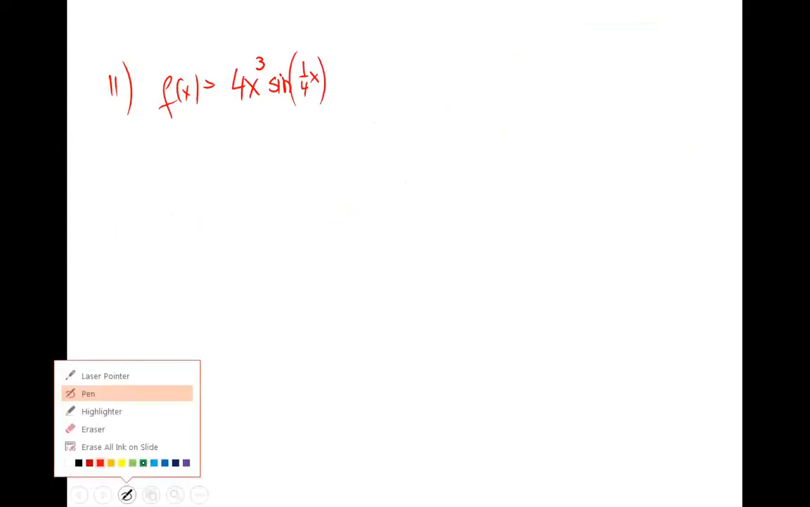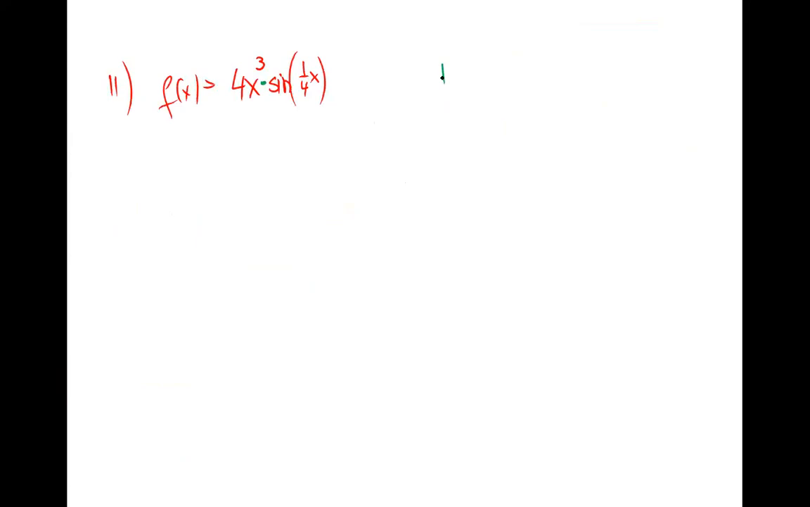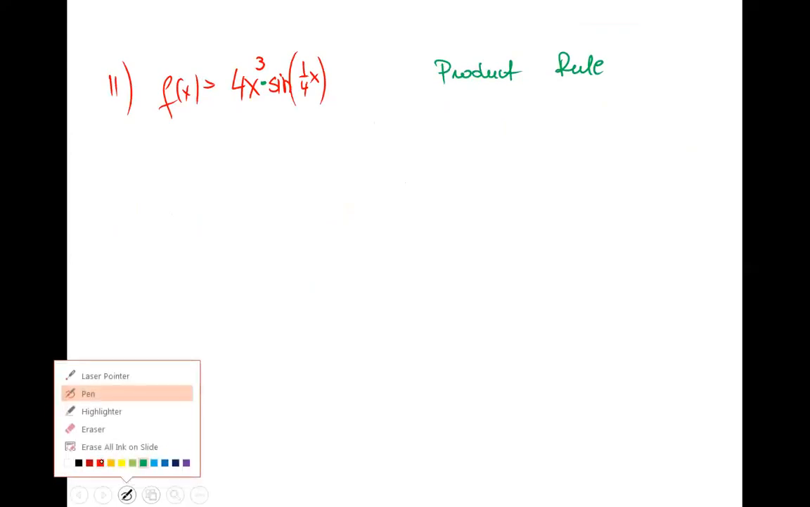Function number 11, f of x, 4x cubed sine of 1/4 of x. Again, we do not see it, but we do have a product. The product rule will be applied. Let's try.